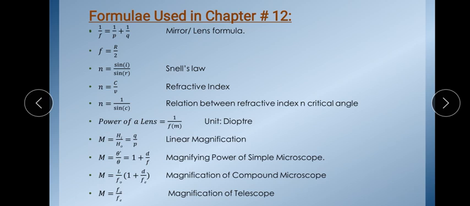Students, the formula of linear magnification is m is equal to h_i over h_o is equal to q by p, where h_i and h_o are the height of image and height of object. Magnifying power of simple microscope, m is equal to theta prime by theta is equal to 1 plus d over f. The magnification formula for the compound microscope is m is equal to L over f_o into 1 plus d over f_e, where f_o and f_e are the focal length of objective lens and eyepiece respectively. The magnification of telescope is given by m is equal to f_o over f_e.